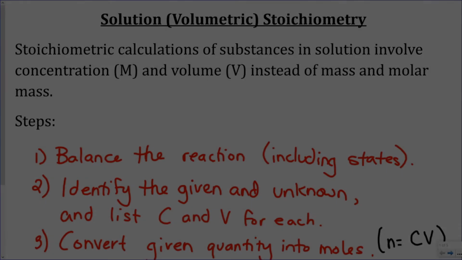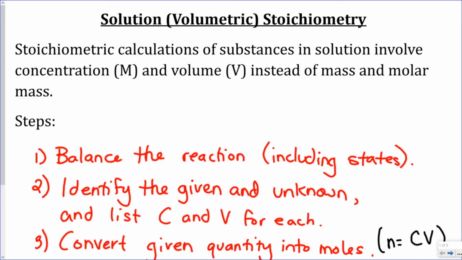All right, welcome to our next video in the series on stoichiometry. So we've been talking about gravimetric stoichiometry. Gravimetric is studying masses and dealing with different masses in our stoichiometry calculations. Given a mass of a substance, find a mass of another substance. Now we're moving into solution or volumetric stoichiometry.